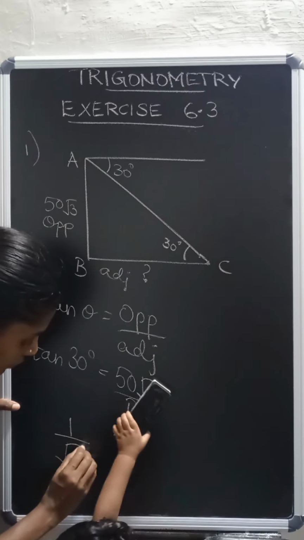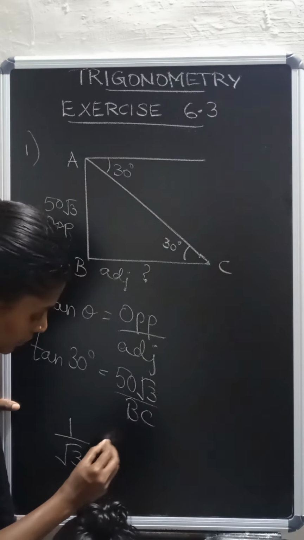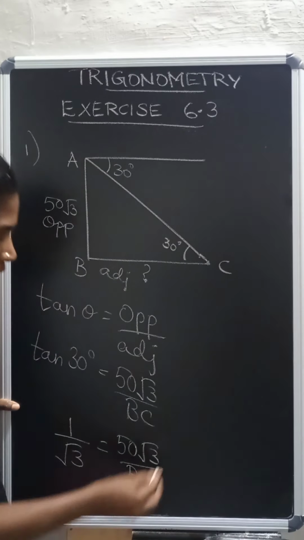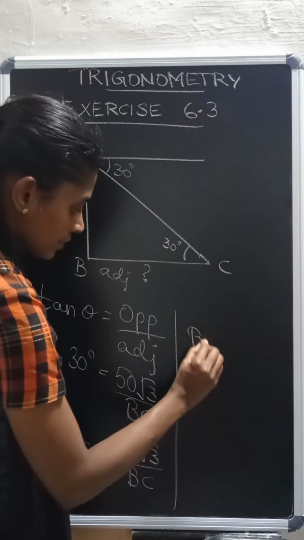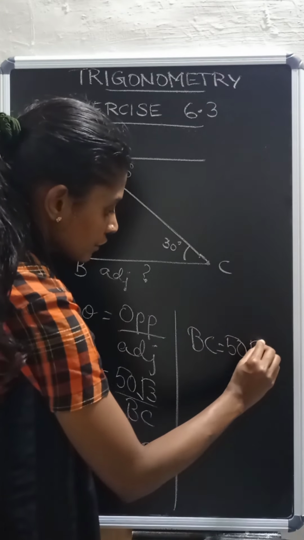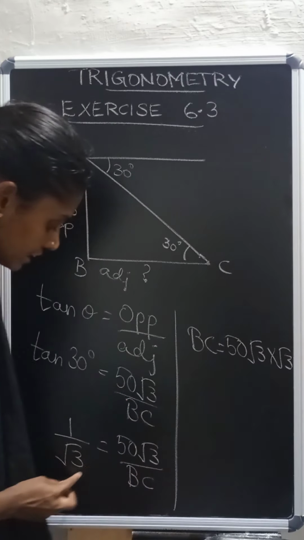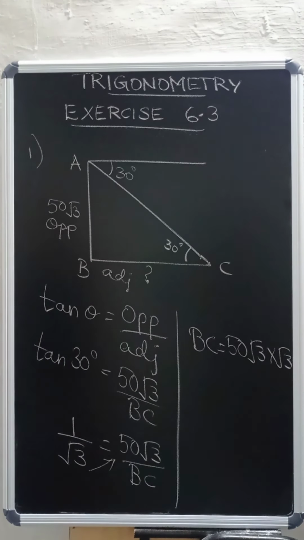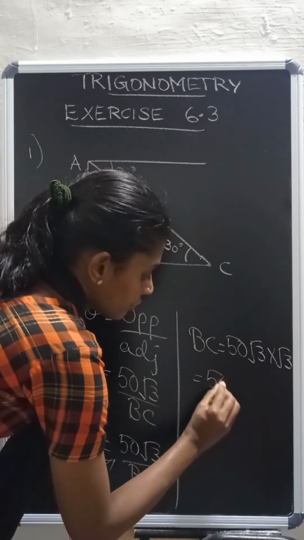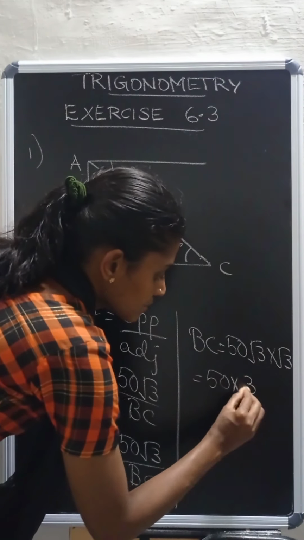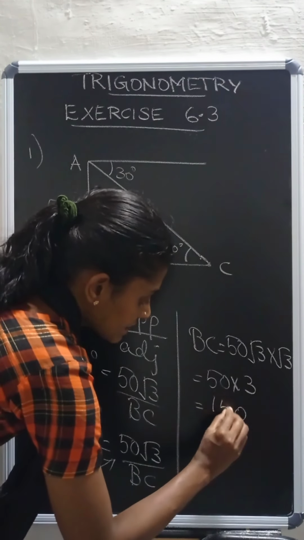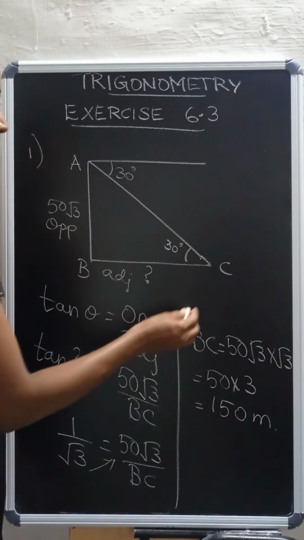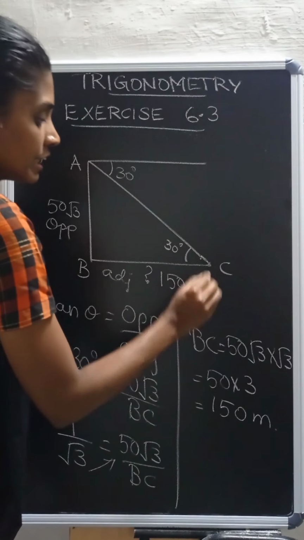Now, what is the tan 30 degrees value? 1 by √3. 1 by √3 is equal to 50√3 divided by BC. So, BC is equal to 50√3 into √3. This √3 will come here, which is equal to 50 into √3 into √3 becomes 3. So, 3 zeros are 0, 3 fives are 15. So, 150 meters. So, the distance between the rock and the car is 150 meters.